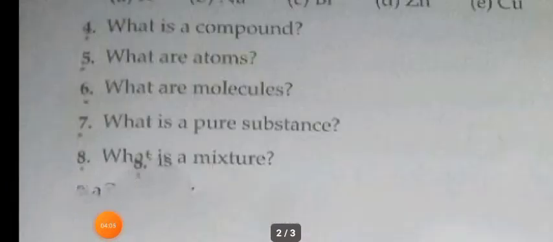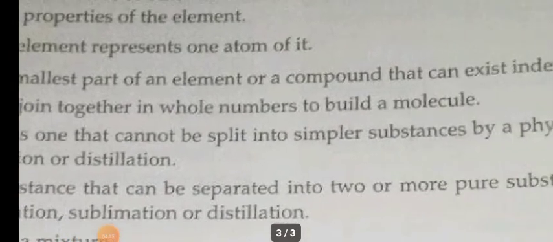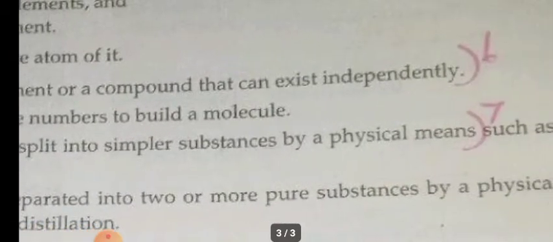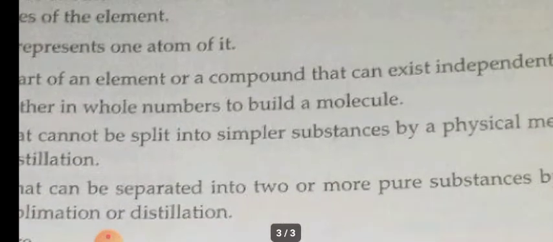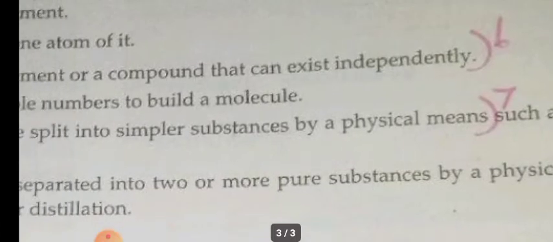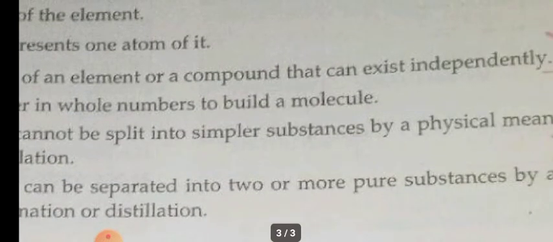Question number 7. What is a pure substance? A pure substance is the one that cannot be split into simpler substances by physical means. So you can't split the pure substances into still smaller substances by using any physical techniques. Using chemical techniques it is possible, but using physical techniques like filtration, distillation, it's not possible.